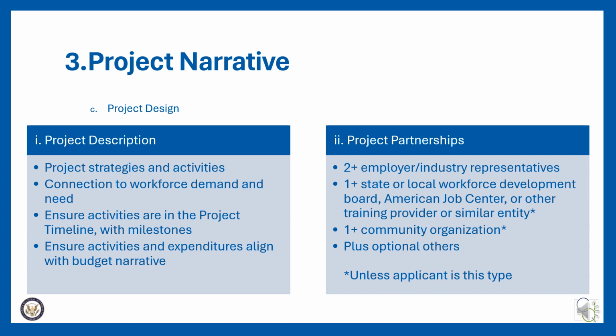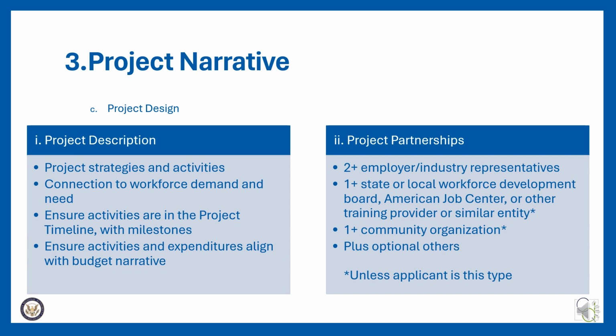These activities and strategies should be present in your timeline, and they should also be connected to how you are spending your money. So they should align with your budget and your budget narrative. And there are points for doing all of these things. Much like the project results section, the project description section has separate points for connecting your project design to each of the 3 focus areas. So once again, be sure you are using labels or keywords or other ways to indicate to reviewers that you are very clearly addressing each one.